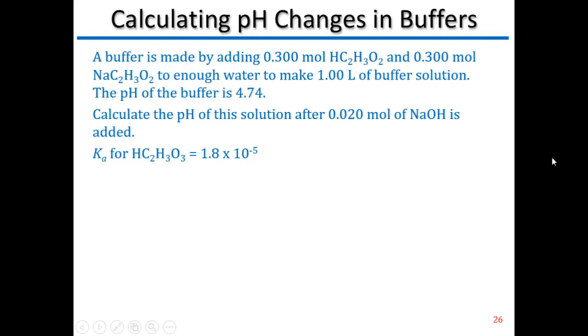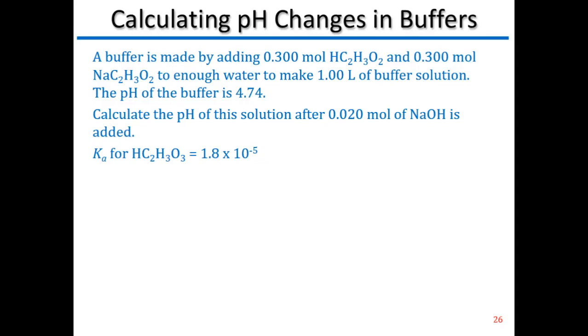Suppose I wanted to know how much the pH of a buffer would change. Suppose I add an acid or a base to a buffer solution, and I want to know how much the pH would change. Here we have a question. A buffer is made by adding 0.3 moles of HC2H3O2, that's acetic acid, and 0.3 moles of sodium acetate, and we add enough water to make 1 liter of the buffer solution. The pH of the buffer is 4.74, so roughly the acetic acid pKa.